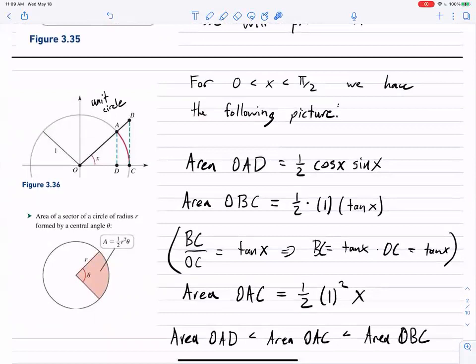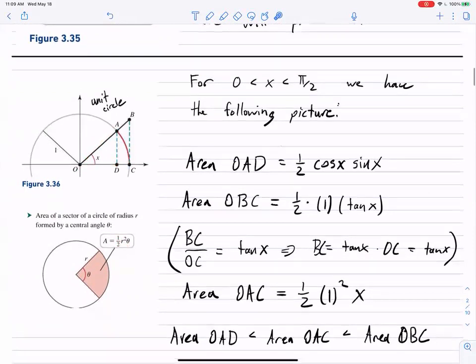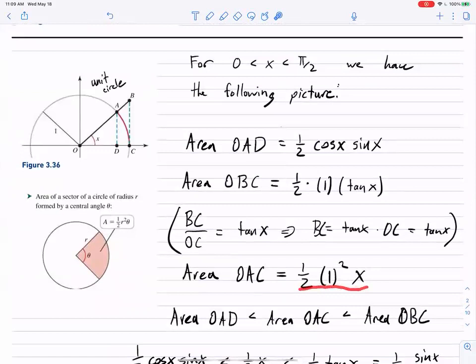The area of OAC, this sector right here: remember, the area of a sector is 1/2 r squared times theta. That's just 1/2 times 1 squared times x. And we have this kind of squeezing, we have these inequalities: this triangle is always smaller than this sector, which is always smaller than that triangle. So we have those areas like that.